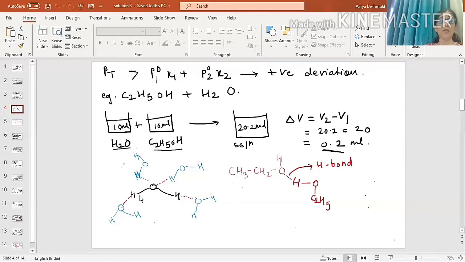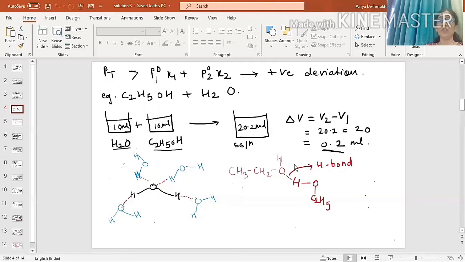Now you can see here, this is the water molecule. It forms 4 hydrogen bonds surrounding each water molecule. This is 1, this is 2, 3 and 4. The hydrogen bonds are shown by the red dotted lines here. These hydrogen bonds are quite strong.